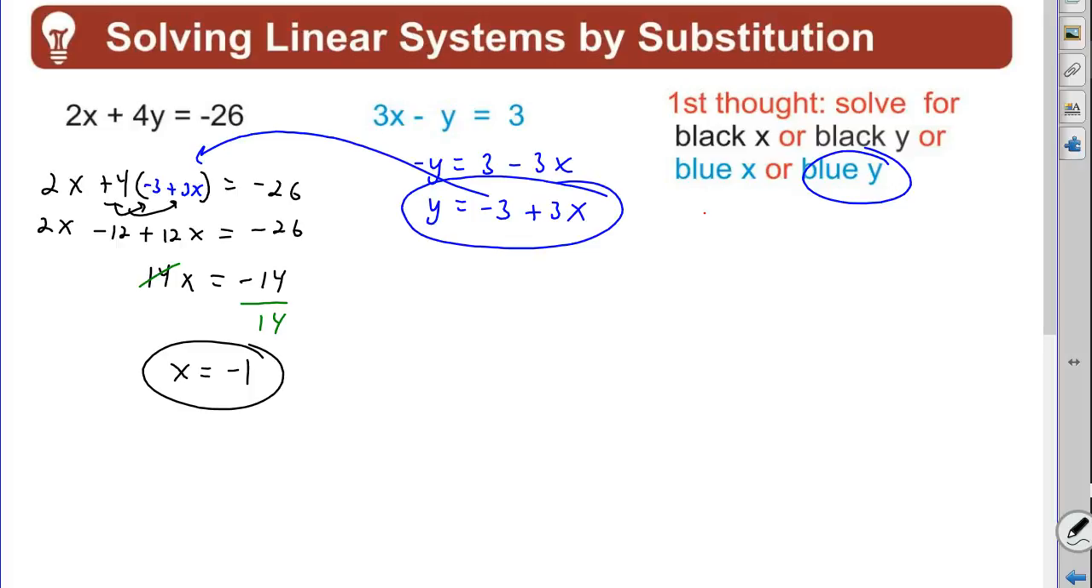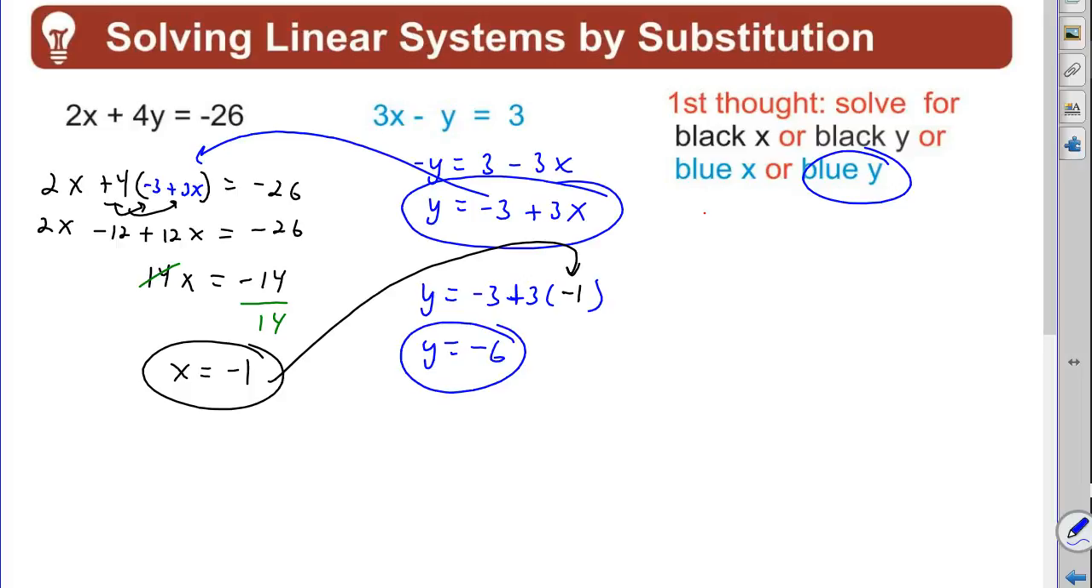Now I'm going to sub this into my circled equation. And that's why I like to circle it. So now this time, the negative 1 goes in for the x. So where the x is, now I'm subbing in the negative 1. All right, and so we end up with y equals negative 3 plus a negative 3, 3 negatives, and 3 more negatives is 6 negatives. And I've just found the y coordinate of the point of intersection.